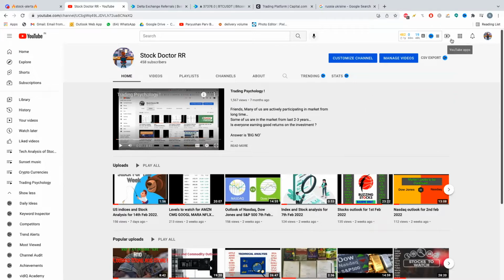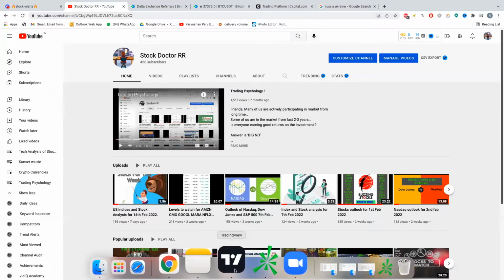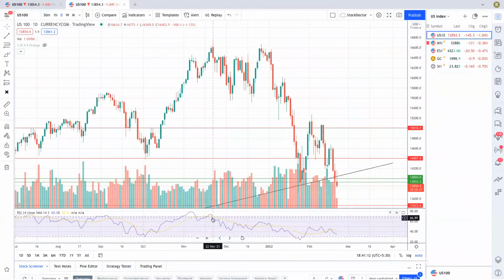I have downloaded the TradingView software. So now we are not going to use it on the web page. We will directly open the TradingView app. It's fast compared to the web.